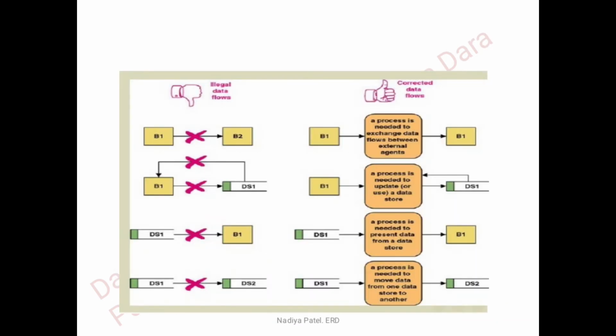So further we have the diagrammatic representation of the theory which we just read. Two entities cannot be connected, entity and storage cannot be connected, storage and storage cannot be connected. We should always have a process in between them.